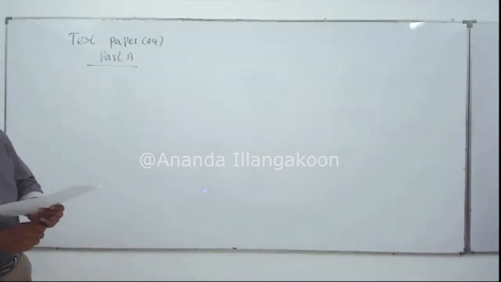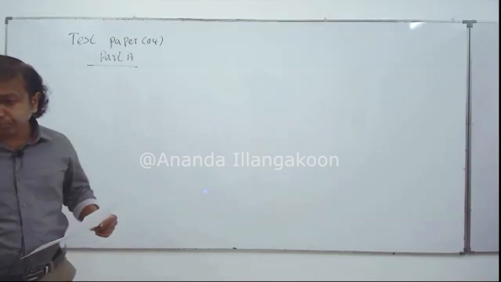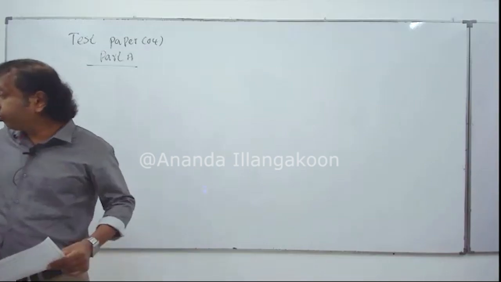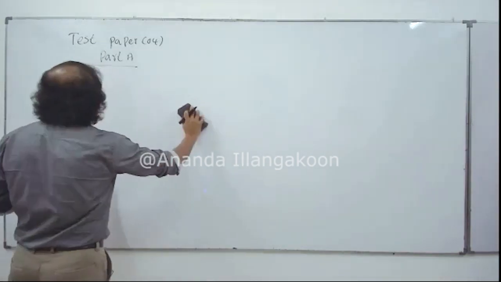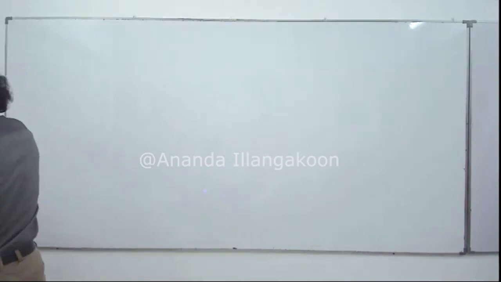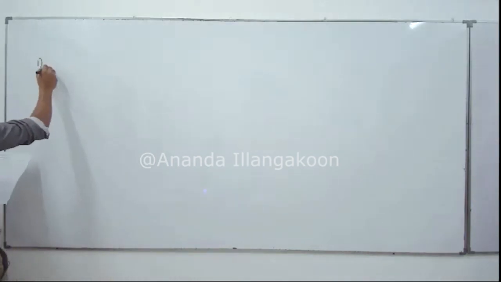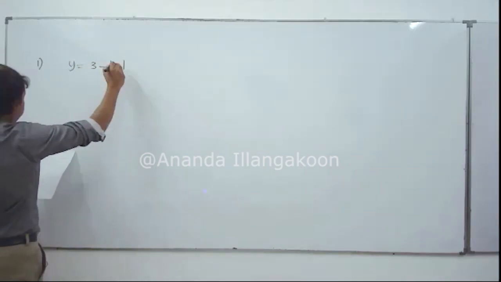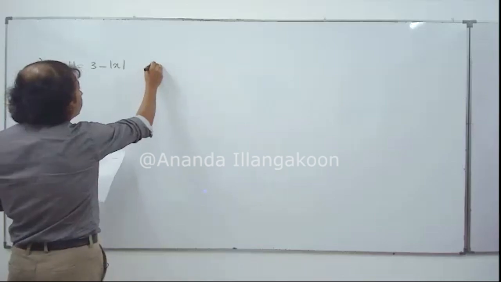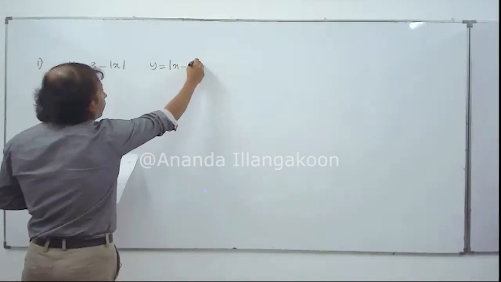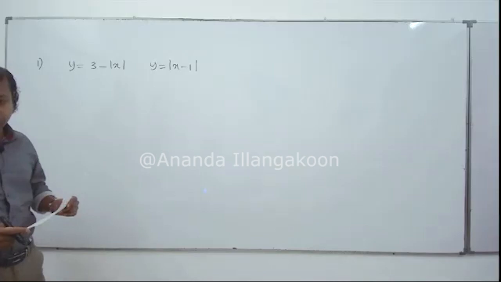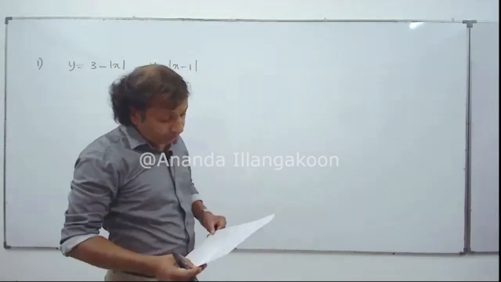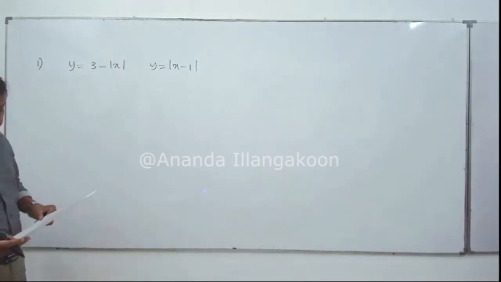Right. Now, question number 1 is: let's sketch the graph of y equals 3 minus |x| and y equals |x| minus 1. These two graphs we have to draw on the same diagram. And then, find all the values of x satisfying the inequalities.